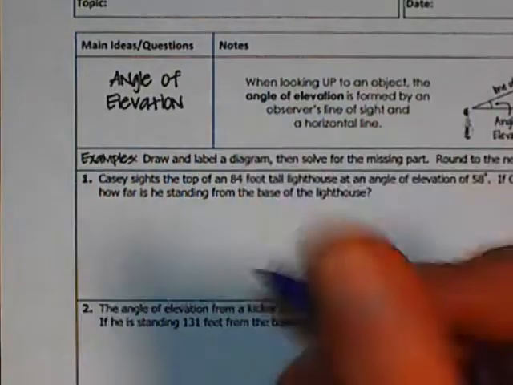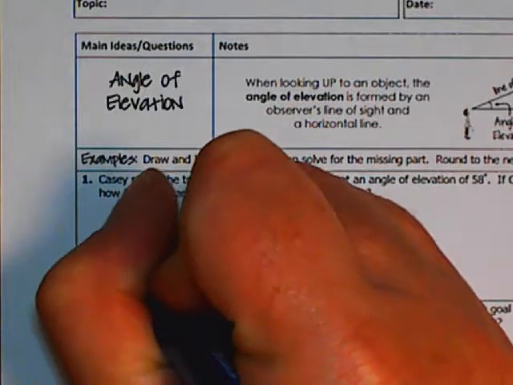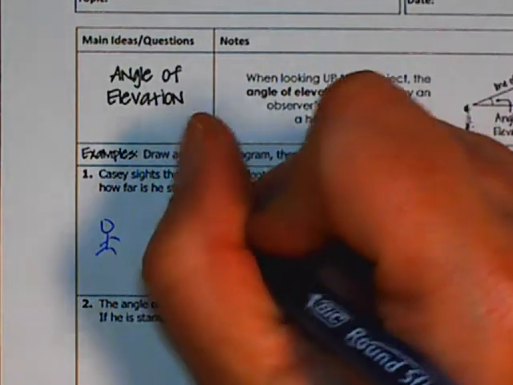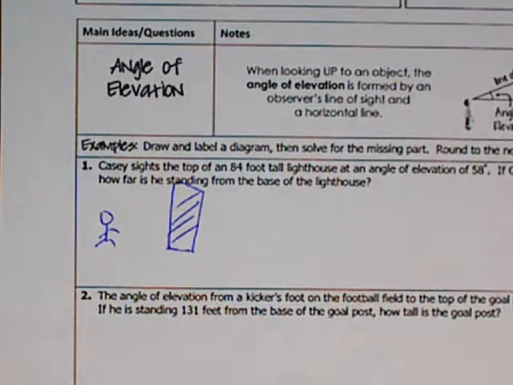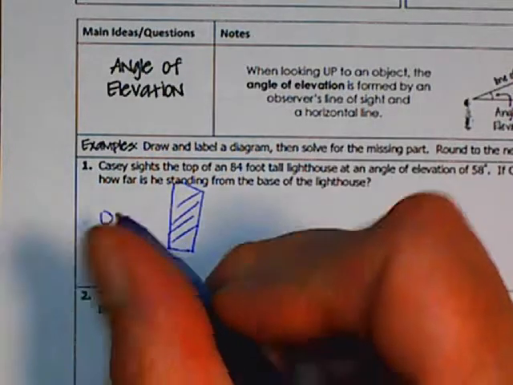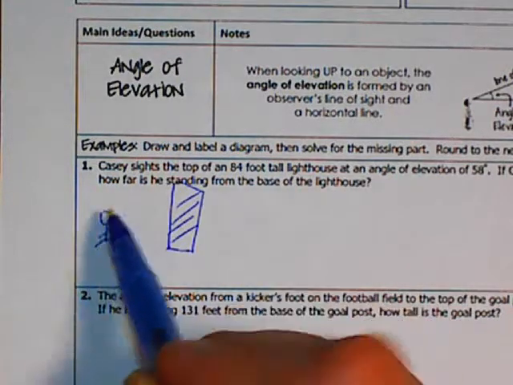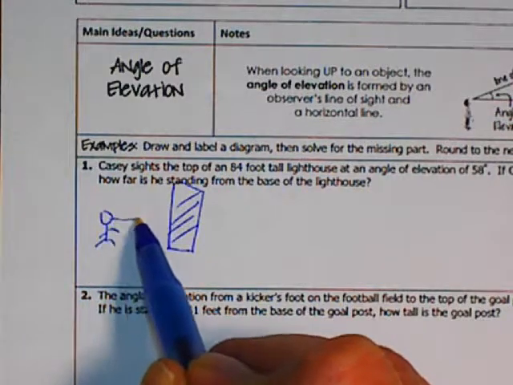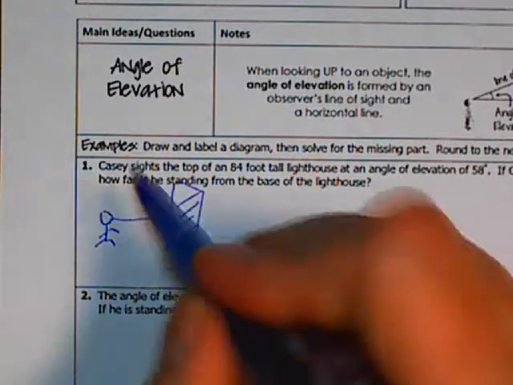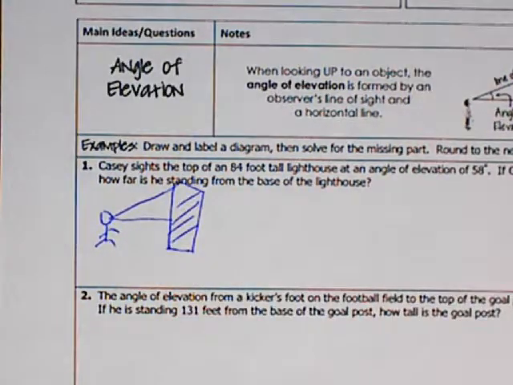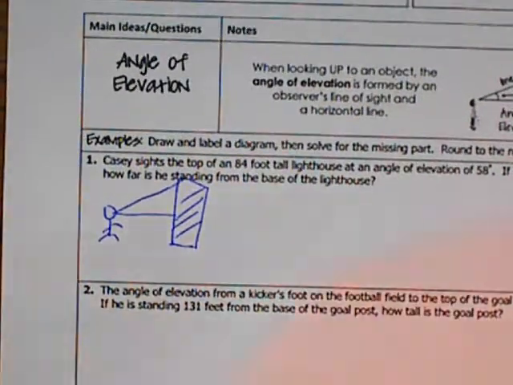You draw. So we have Casey, our little dude. And we have the light tower. I'm sure mine is prettier than yours. Do we have to draw that? You have to draw that. No drawing, no grade. So that's a light tower. Yep, that's the lighthouse. Okay, so you always draw the straight line first, the horizontal line, and then he's looking up at the top.